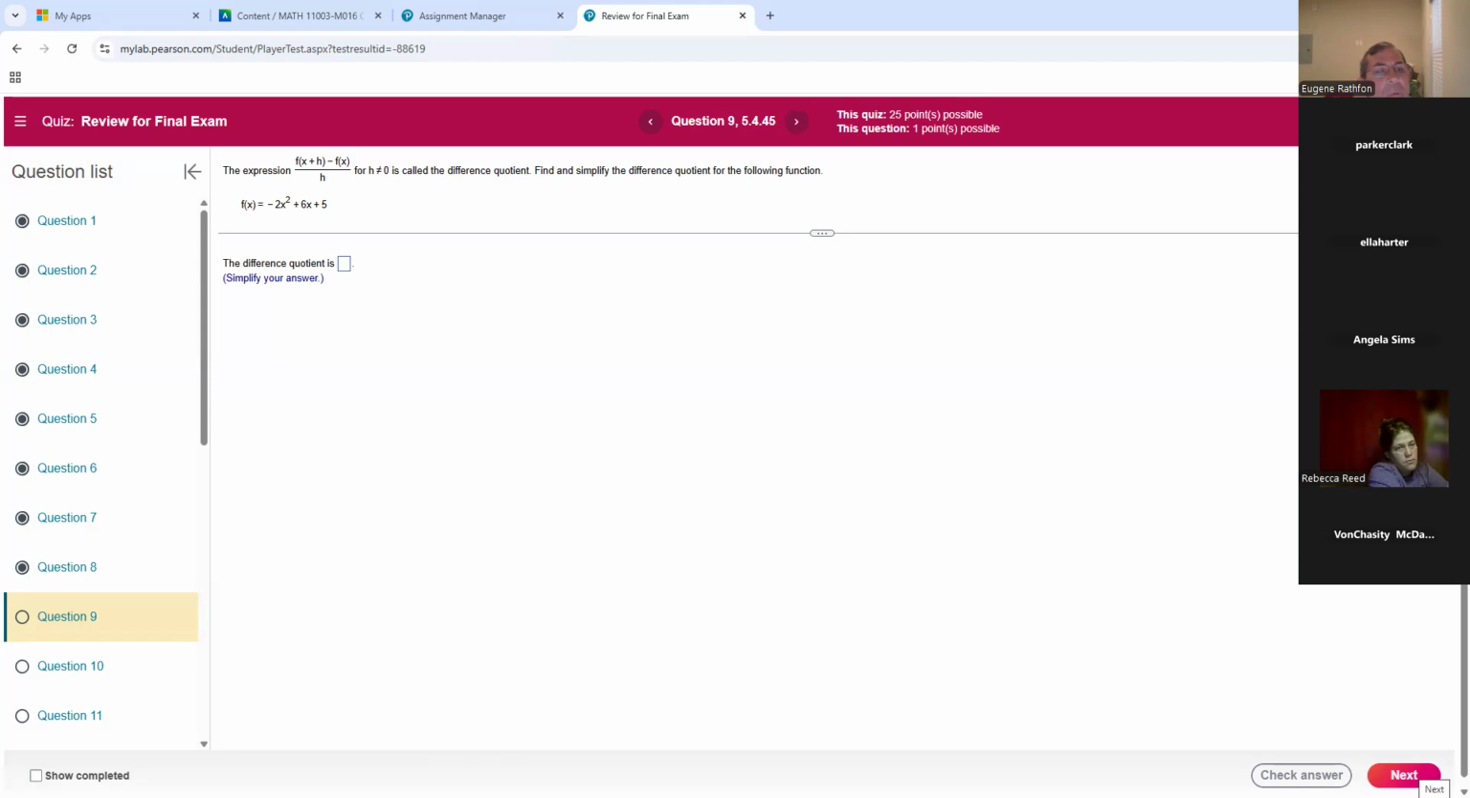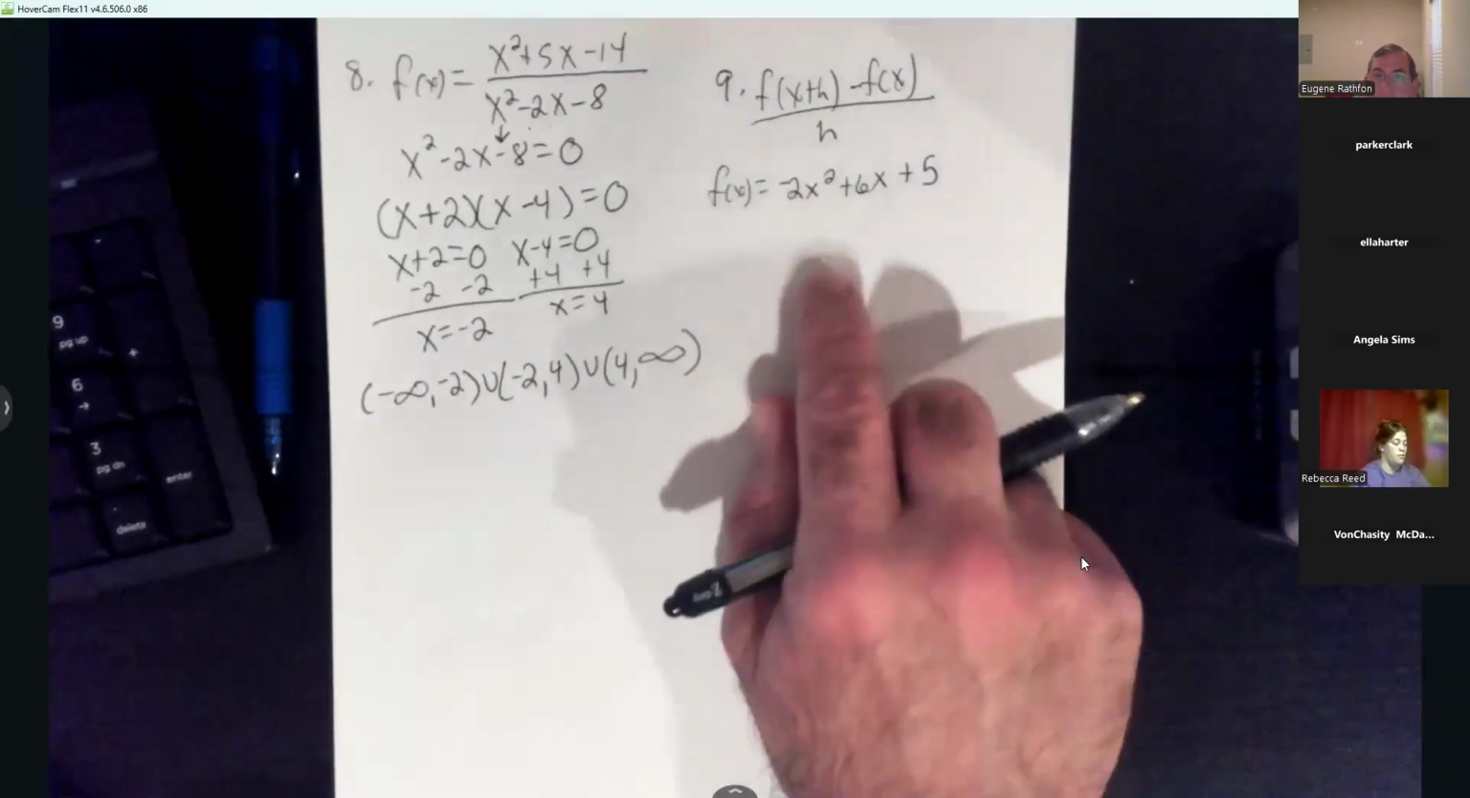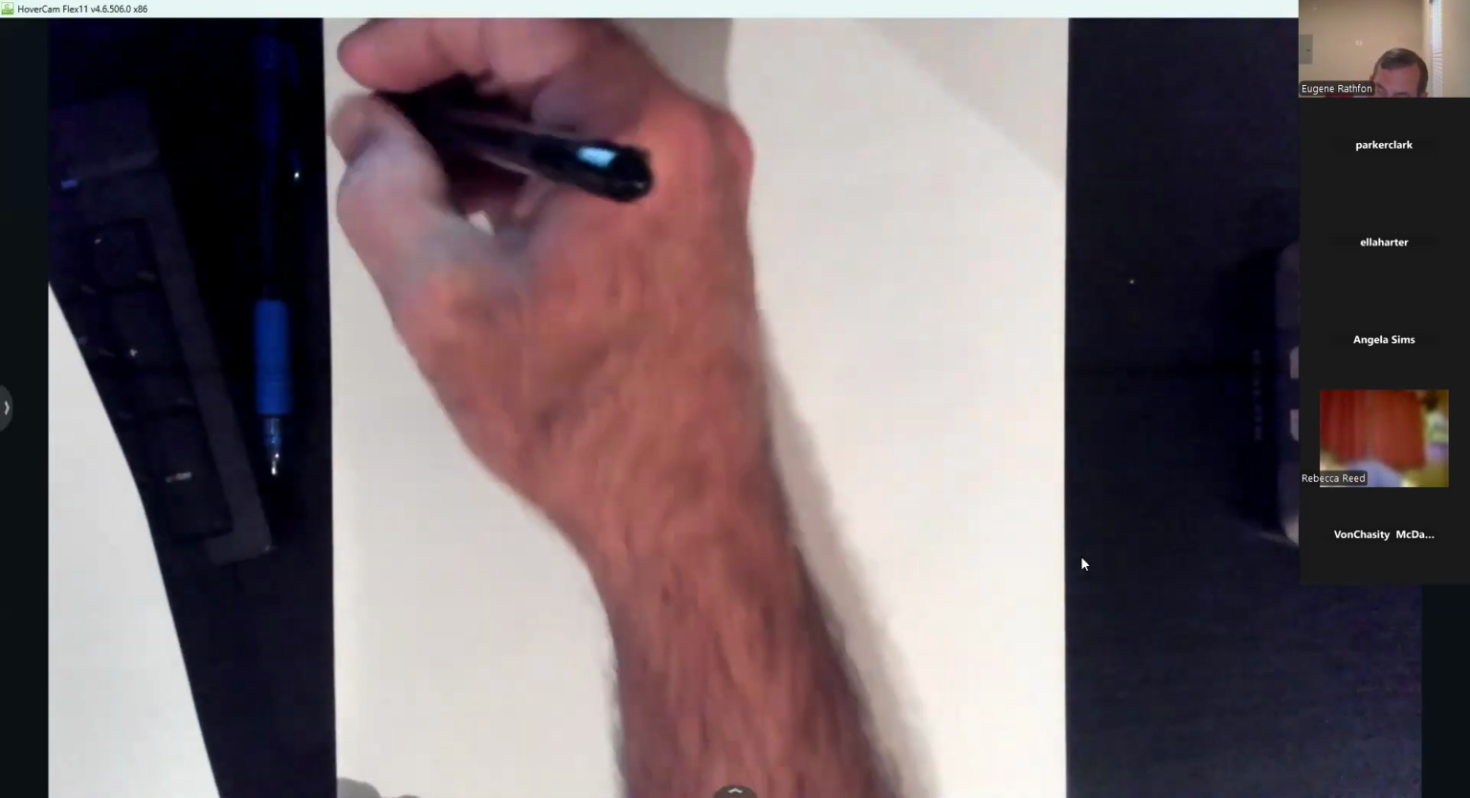Now, 9 might be one of the trickier ones. This is the difference quotient. And they're giving me f of x equals -2x squared plus 6x plus 5. So this one I actually have to write in the answer for. So this is one of the trickier ones. But I'm going to write this problem over on a full sheet of paper here.